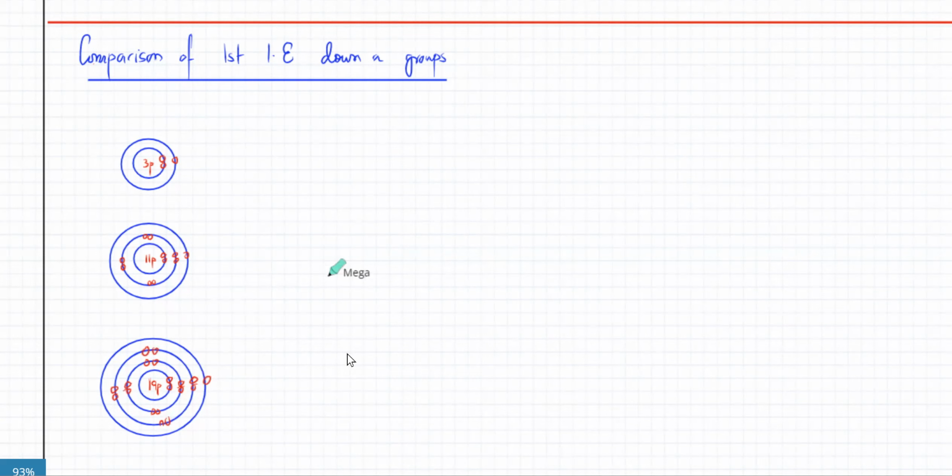Okay, so quickly tell me, you're removing the first electron, only the first one, not all of them, and you're comparing them. For which one is it going to be easy, and for which one is it going to be difficult?